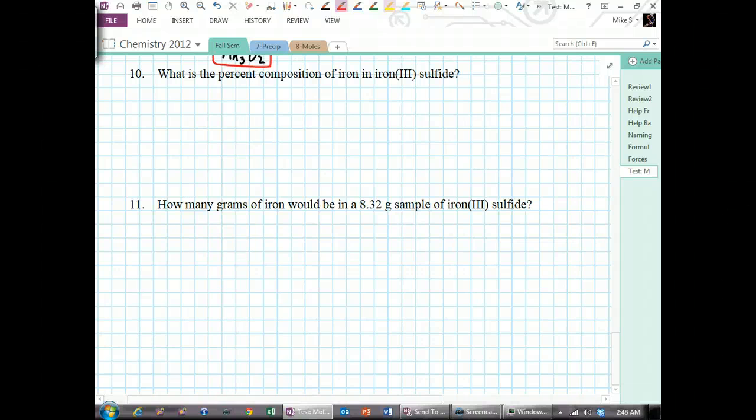So this question is asking us what's our percent composition. A percentage is like a ratio. So we're doing a ratio of iron out of the total compound, which is iron(III) sulfide. So what we need to know is the mass of each one of these.